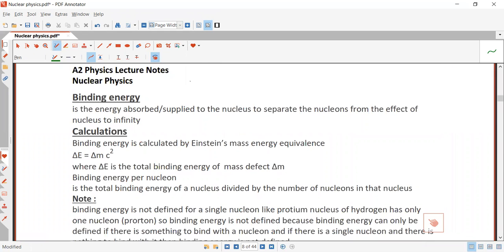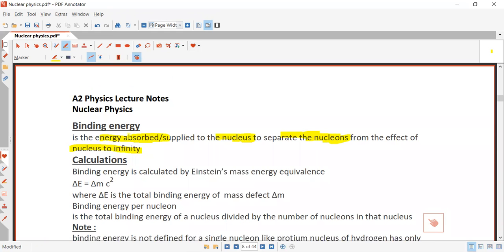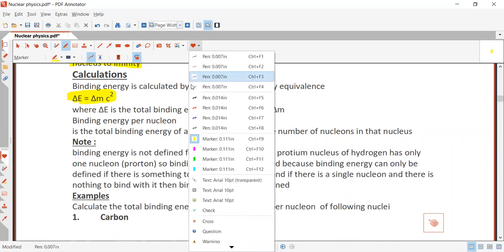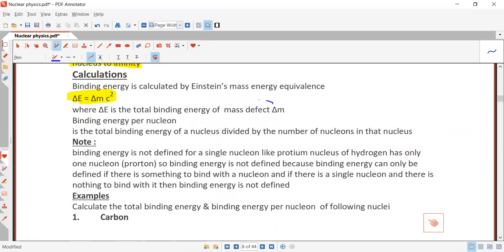Okay, binding energy. Binding energy is basically the energy related to the mass defect. It is the energy absorbed by the nucleus to separate the nucleons from the nucleus to infinity, right? And how do we calculate it? We calculate it using Einstein's mass-energy relationship, where delta M is the mass defect, and delta E is the total binding energy, right, students?